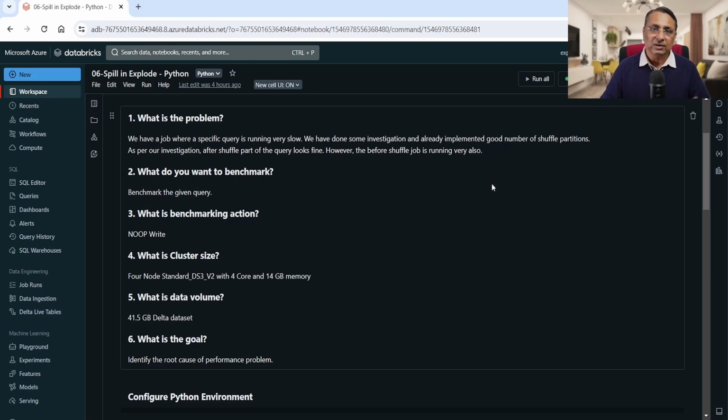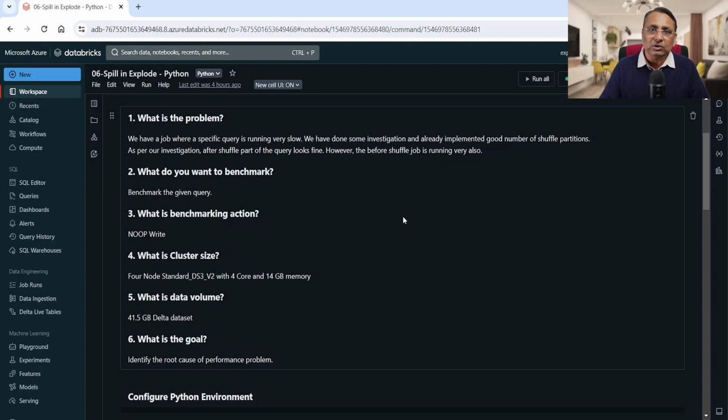So what they noticed, we know that Spark executes queries as a set of jobs, at least one job before the shuffle and then another job after the shuffle. So what they are saying is after shuffle job is running fine, that looks fine. But even before shuffle, whatever the job we have before the shuffle, that is running very slow.